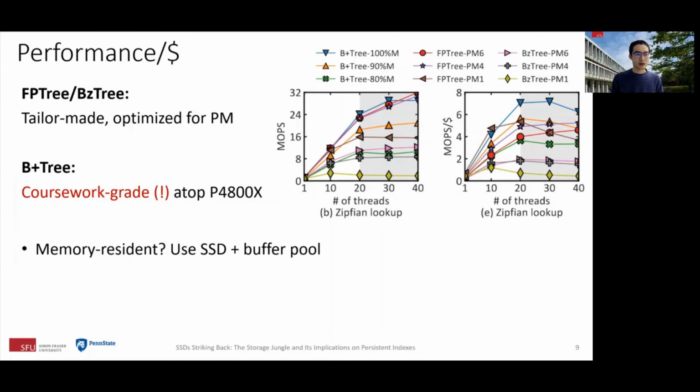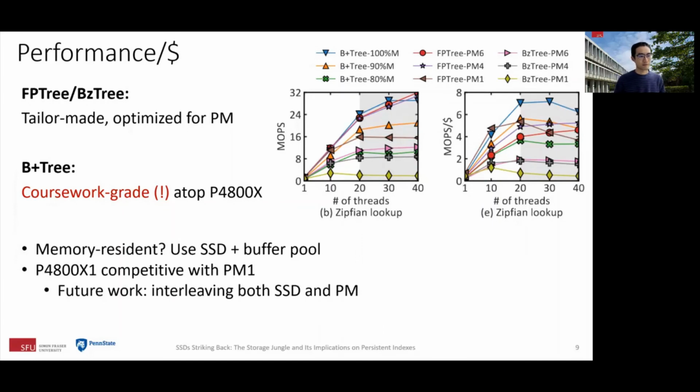The other thing I want to highlight is that if we consider the performance delivered by a single SSD drive here, which is denoted by P4800X1, it's actually quite competitive with the corresponding 1 DIMM version of PM here, which is denoted by the PM1 variant. So the performance numbers and also the cost of performance numbers are very competitive with each other. We have more details in our paper, and in the future, we hope to also interleave both SSDs and PM to get a full picture.